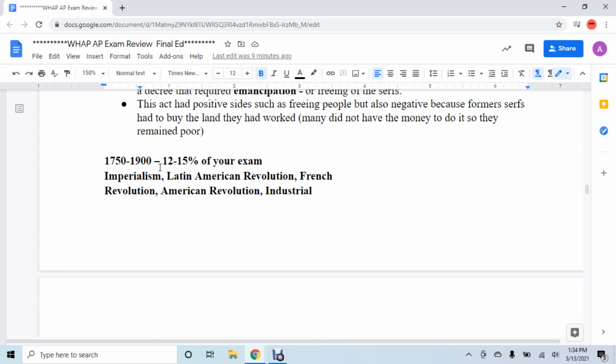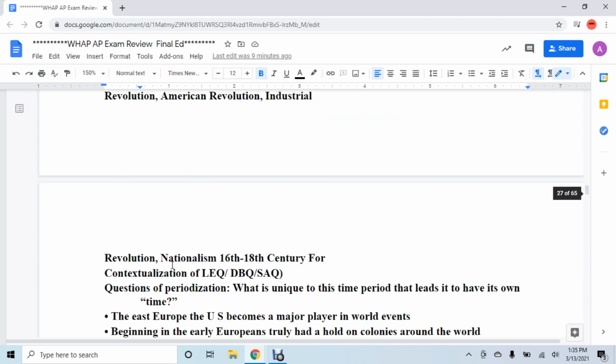Now here you see 1750 to 1900. This is 12 to 15% of your exam. This implies imperialism, Latin American Revolution, French Revolution, American Revolution, and the Industrial Revolution. The age of nationalism. The centuries you would use for this would be 16th to 18th century. Contextualization, DBQ, SAQ.